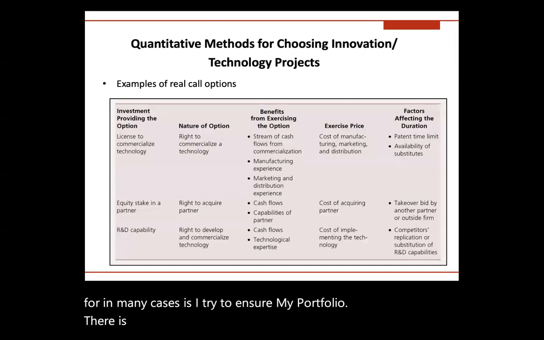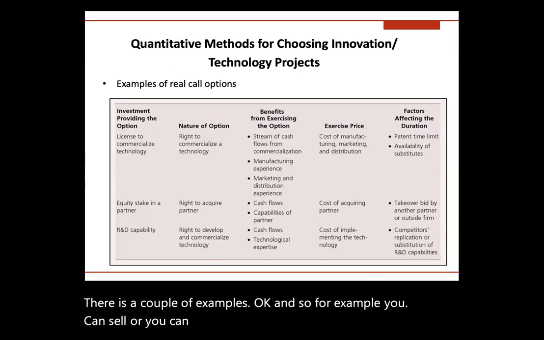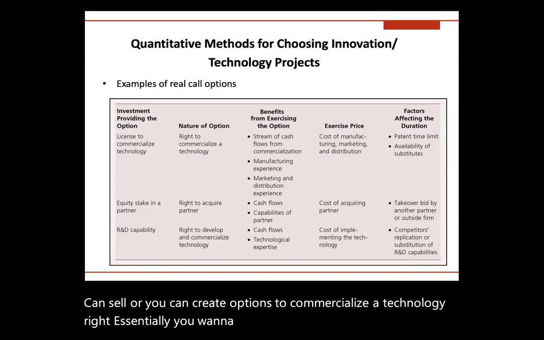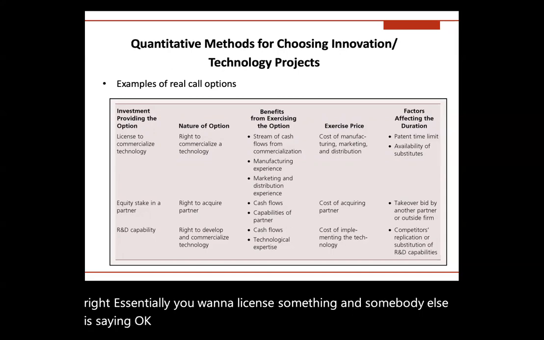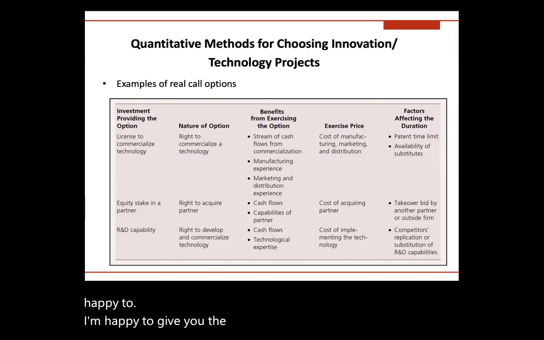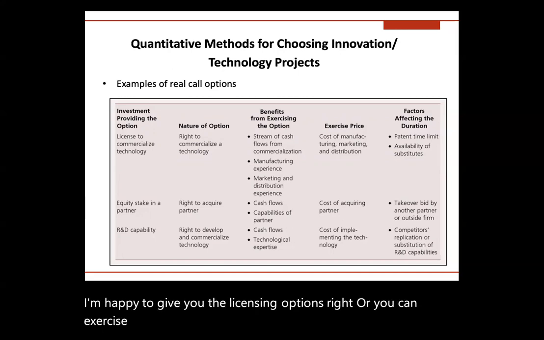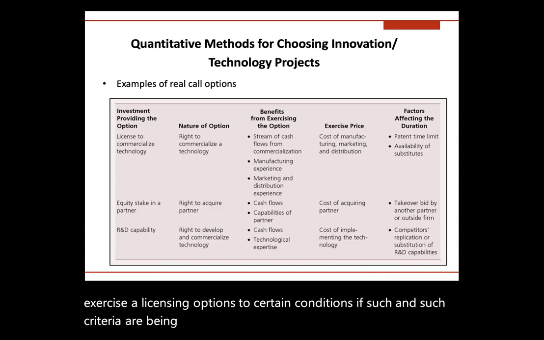Now, there are a couple of examples. For example, you can sell or create options to commercialize a technology. Essentially, you want to license something, and the entity who owns the license will say, hey, I'm happy to give you the licensing option. Or you can exercise a licensing option under certain conditions if such and such criteria are being met.